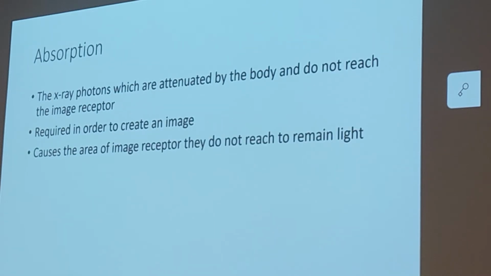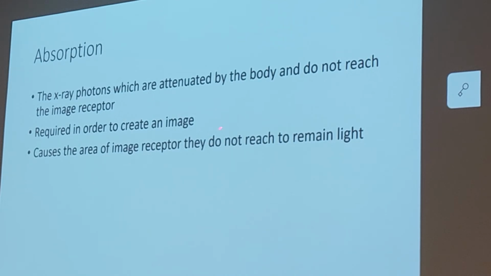Yep. So absorption, same concept. So the X-ray photons are attenuated by the body and do not reach the image receptor. Another word that can be used here, instead of saying absorption, is attenuated. So you can say what part of the body has the most attenuation. You would say bone or metal, depending, right? It's required in order to create an image, because without any absorption, you can't tell what the bones are. It'd just be all black. It was all transmission, correct?